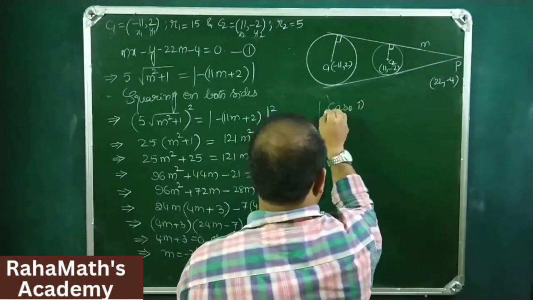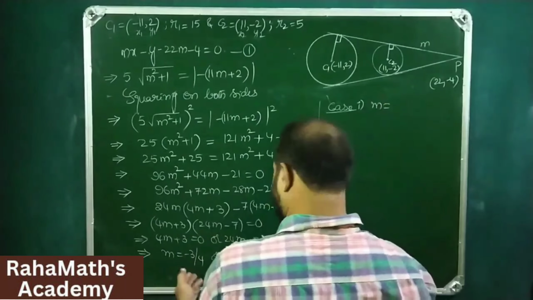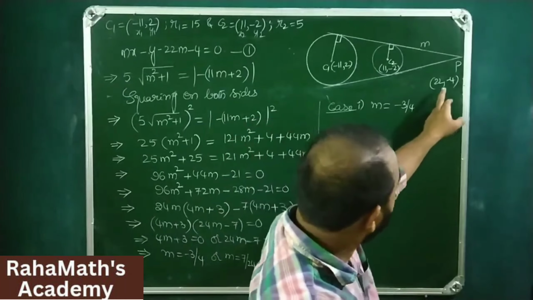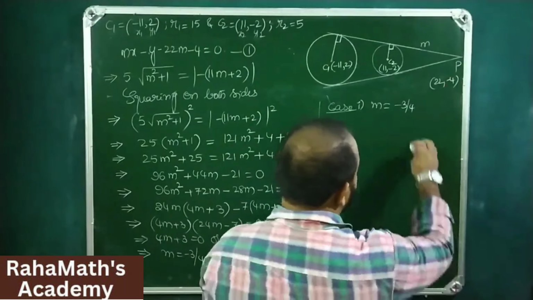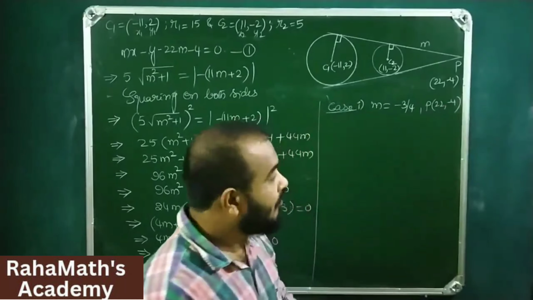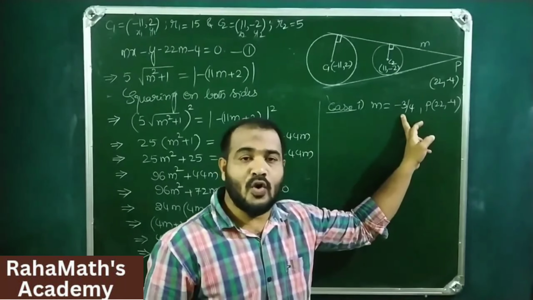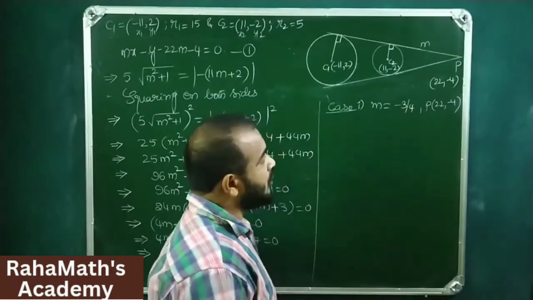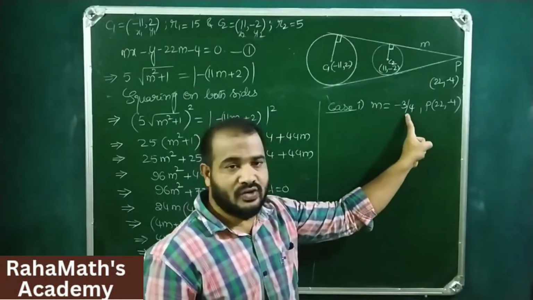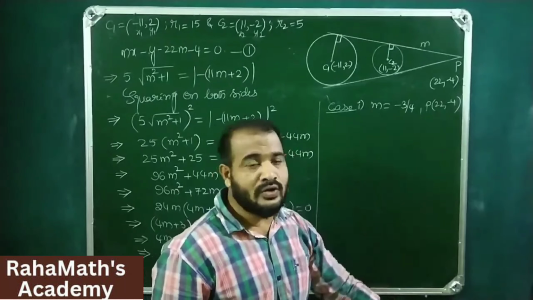Case 1. So m equals minus 3 by 4, and P is equal to 22 comma minus 4. So we have a point and a slope. So, slope-point formula. The equation of the direct common tangent, which has slope m equals minus 3 by 4 and passes through (22, minus 4).